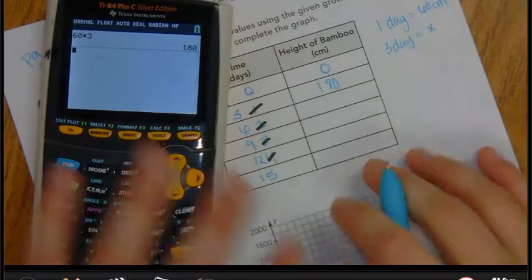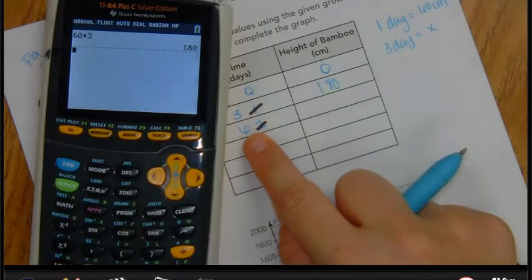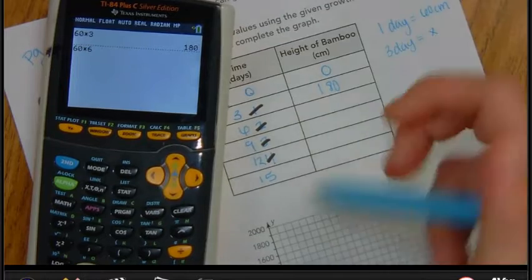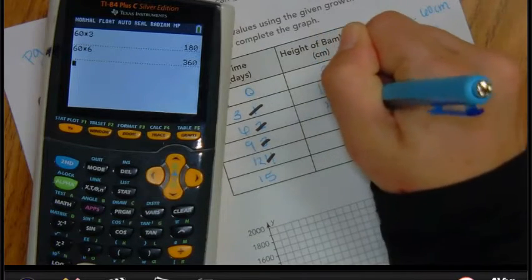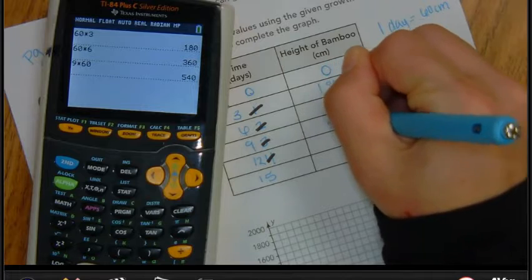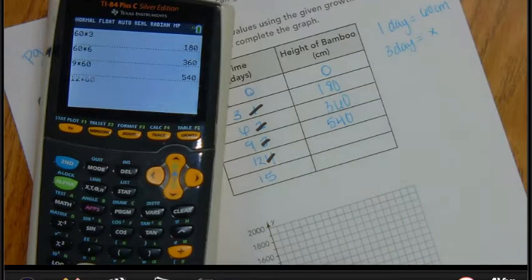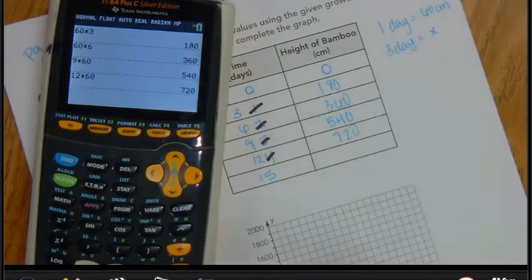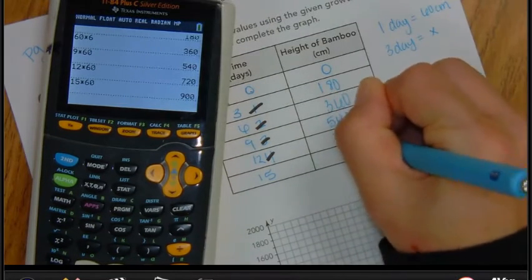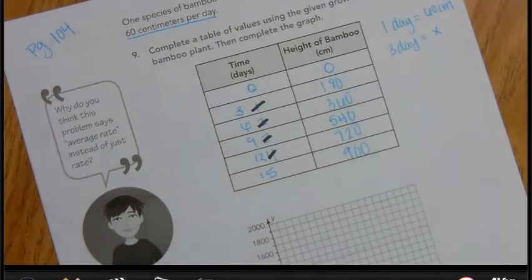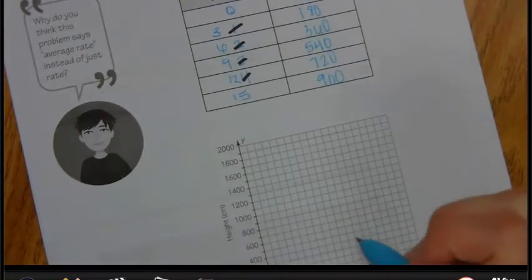All right. So if I now have grown 6 days instead of 3, I'm just going to do 6 times 60 because I'm going to multiply the number of days I have by 60 because I know for 1 day it's 60. And if I'm now growing for 12 days here, I'm at 720, or 15 days, I'm at 900 centimeters.